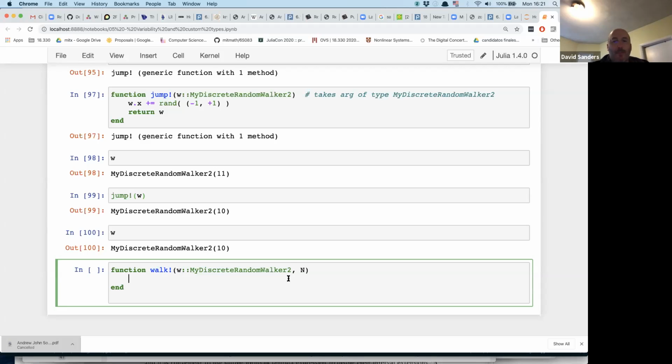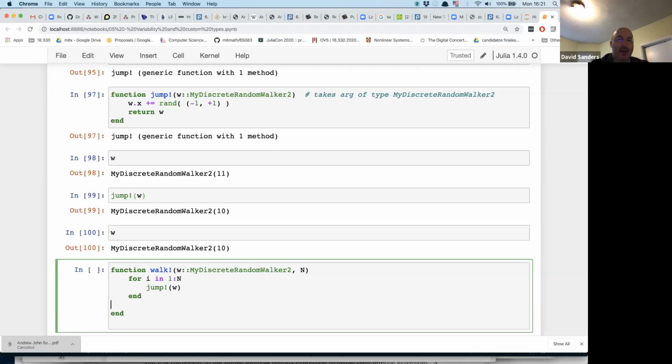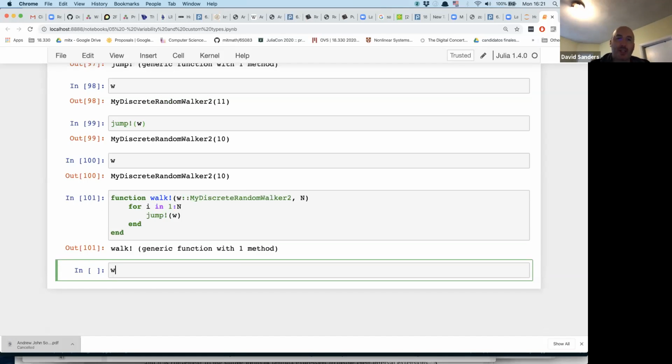And now I don't need a starting position anymore, because the starting position is actually stored inside this object, right? So I'm just going to run the simulation for i in 1 to 10. Please jump random walker W, end. And that's all it does. That's the whole walk function now, because all of the interest is happening inside W.